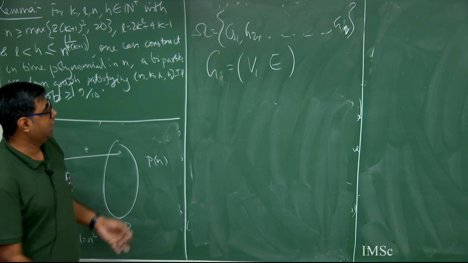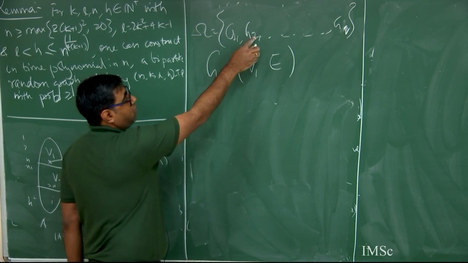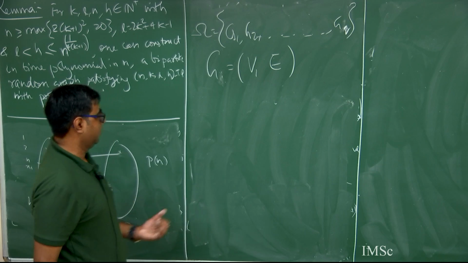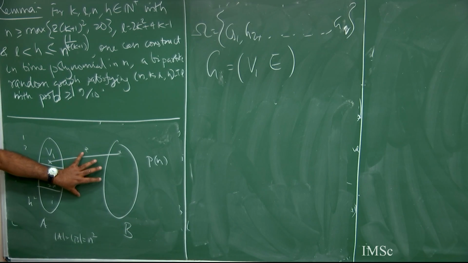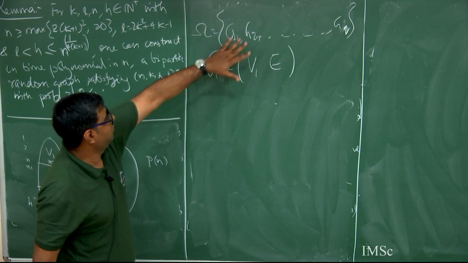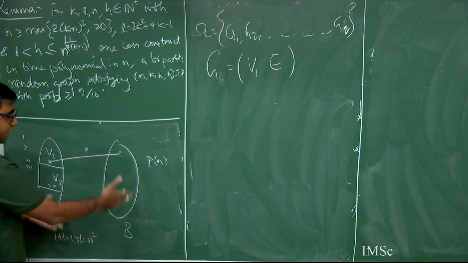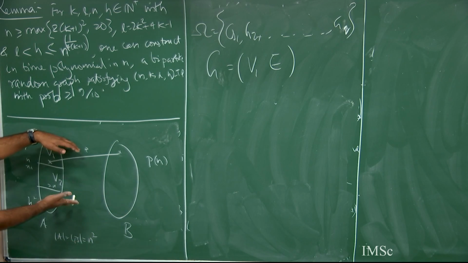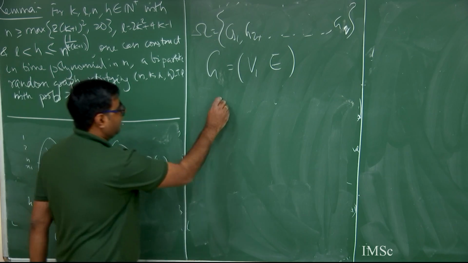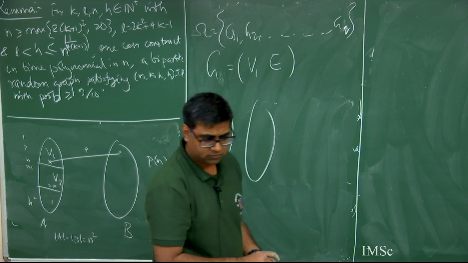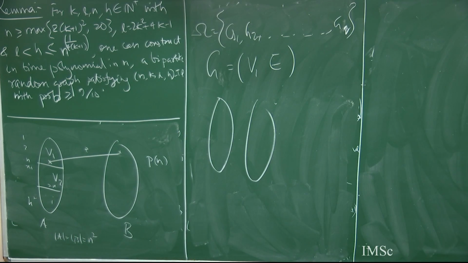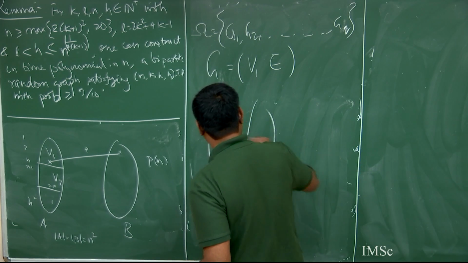I'm going to define the probability on a particular graph G. It doesn't matter which, it's in omega, with vertex set V and edge set E. V is A, B and so on. So now you have some subset of edges. Basically you have a graph like this, and some edges are present and some edges are not present in this graph.